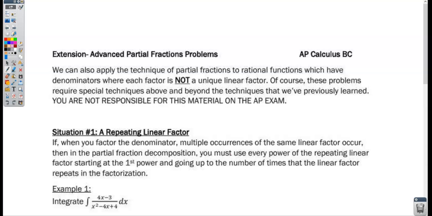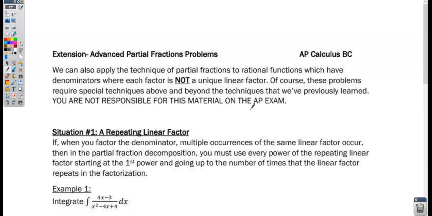Alright everybody, welcome to our third video on section 6.12, integrating using partial fractions. This is actually an extension. We're going to talk about advanced partial fraction problems that you will definitely not see on your AP exam. As we note here, you're not responsible for this material.